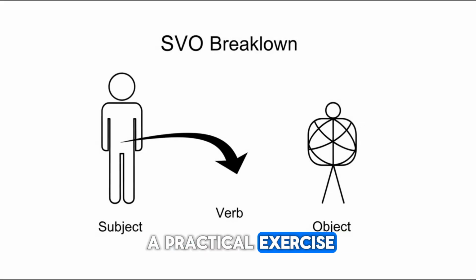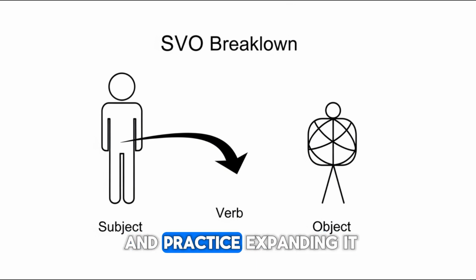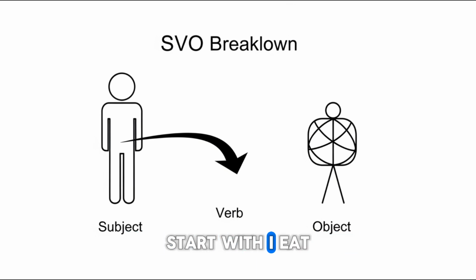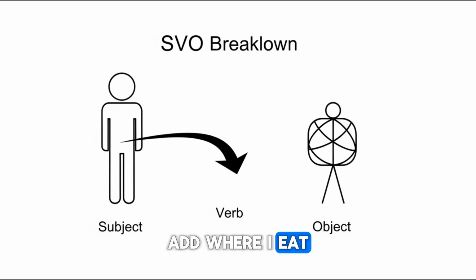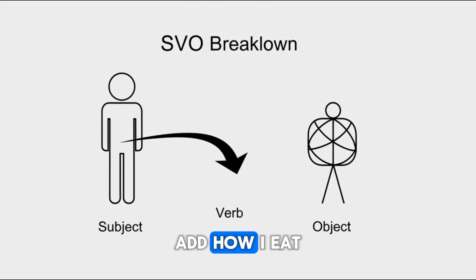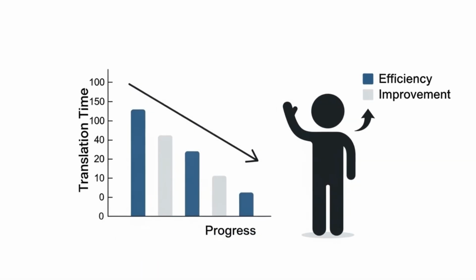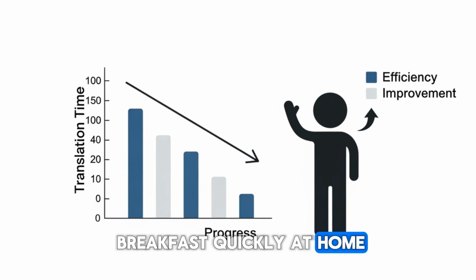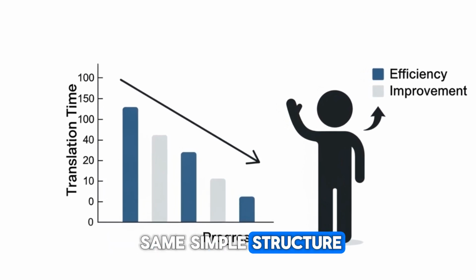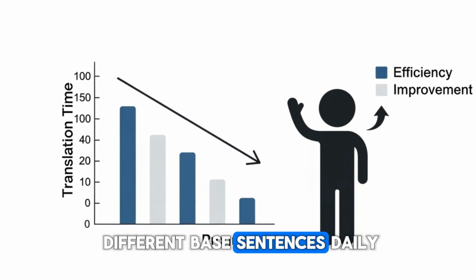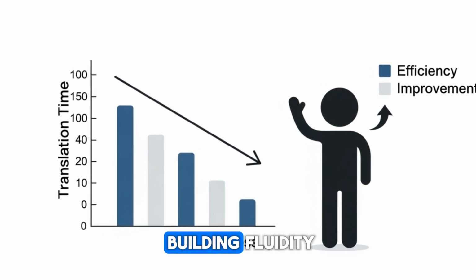Let me give you a practical exercise. Take one simple sentence and practice expanding it. Start with I eat. Add when: I eat breakfast. Add where: I eat breakfast at home. Add how: I eat breakfast quickly at home. Add why: I eat breakfast quickly at home because I'm late. You've just built a complex sentence using the same simple structure. Practice this with 10 different base sentences daily, and you'll develop sentence building fluidity.